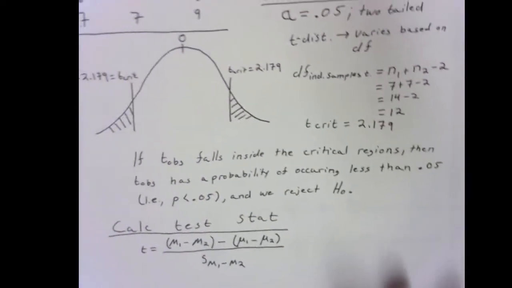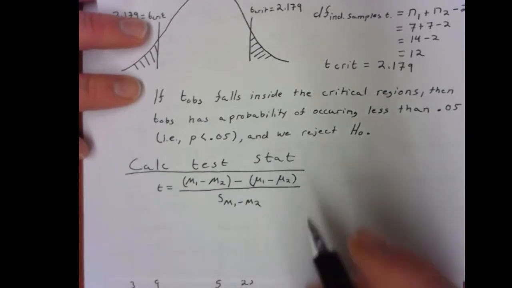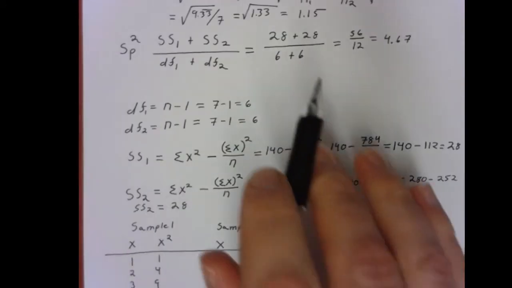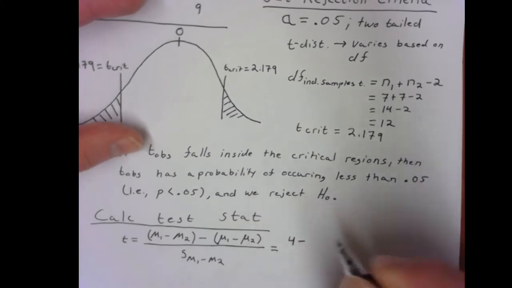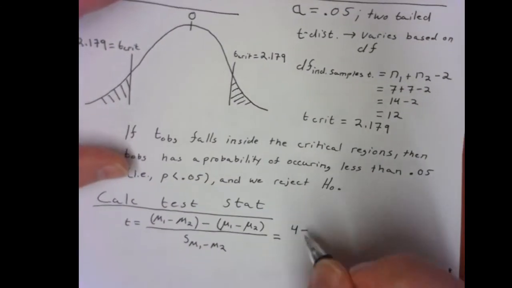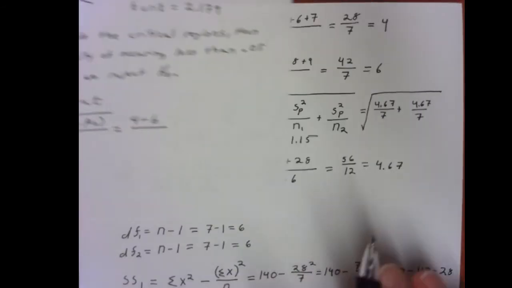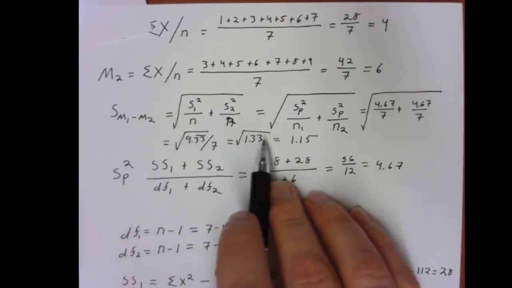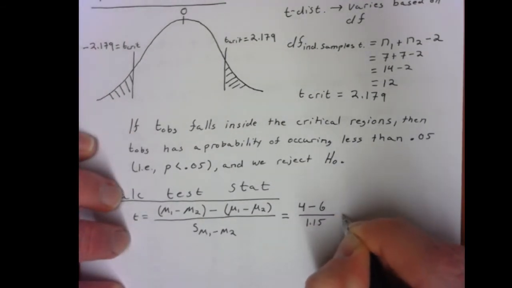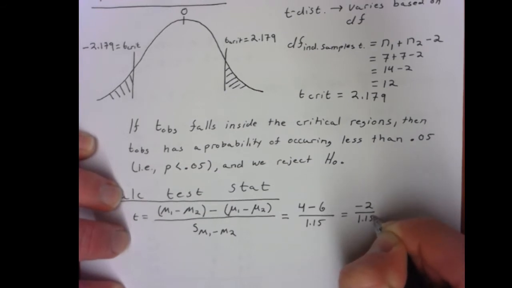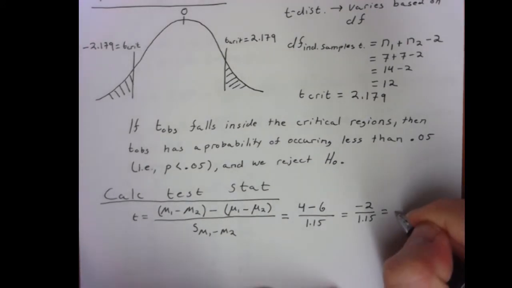So now we come all the way back to calculating our test stat. Because we now have all the means, we have the estimated standard error of the difference, so we can go substituting in these values. Mean of sample 1 was 4, minus the mean of sample 2, 6. We know this comes to negative 2, divided by our estimated standard error of the difference, which, looking back, was 1.15. So negative 2 divided by 1.15 gets us a t-value of negative 1.74.